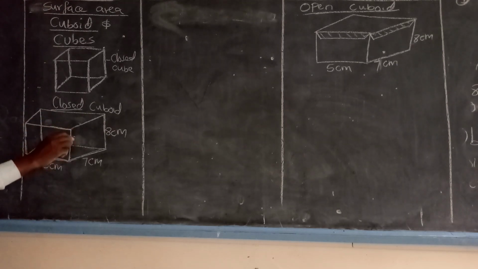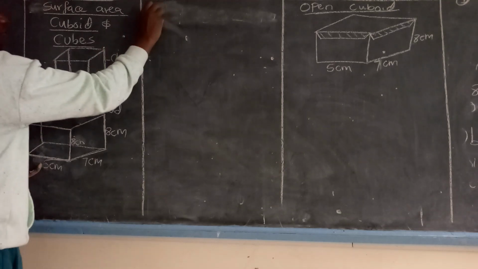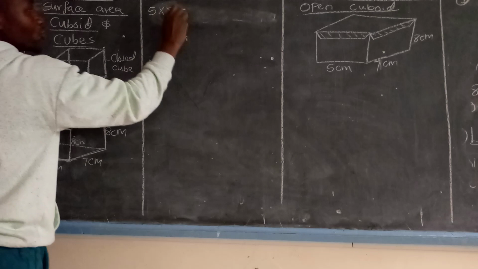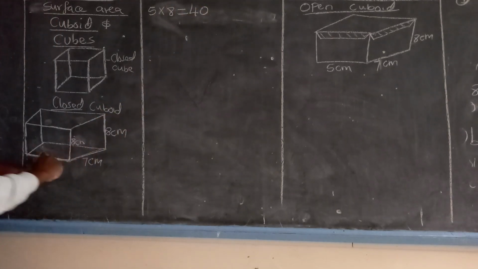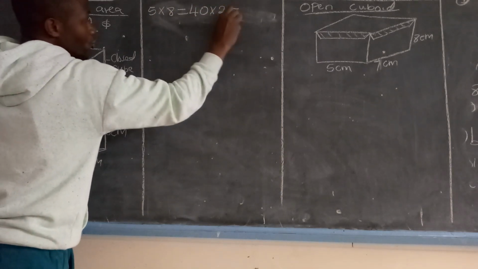Look at this side. It is 5 multiplied by the height here. It is 8 centimeters. So it is 5 multiplied by 8 centimeters, you'll get 40. But there's an identical one on the other side. Multiplied by 2, you'll get 80.